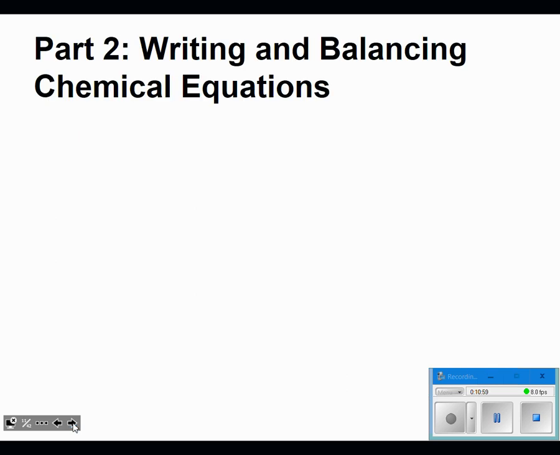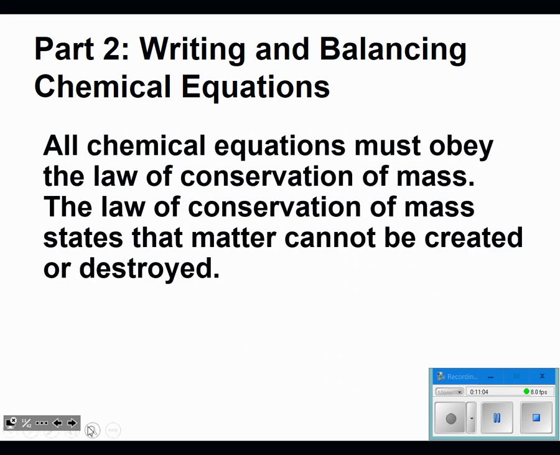Now part 2 is about writing and balancing chemical reactions. The main thing to understand is all chemical equations must obey the law of conservation of mass. We talked about the law of conservation of mass back when we did our matter unit. It states that matter cannot be created or destroyed. So we can't just magically create atoms or elements, but we can rearrange them to create new ones. And we also can't just destroy them and make them disappear. But we can, like I said, rearrange them and put them in a different format.